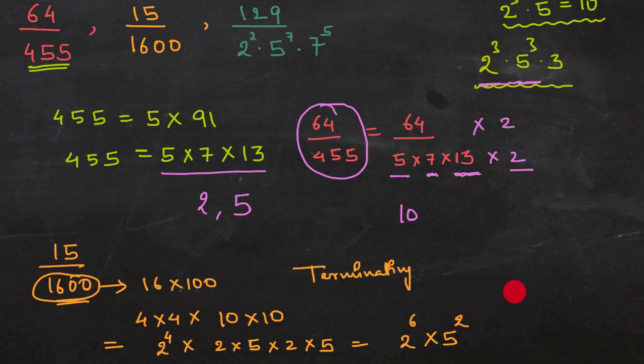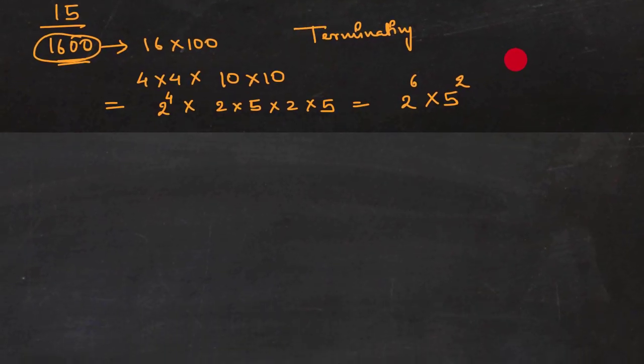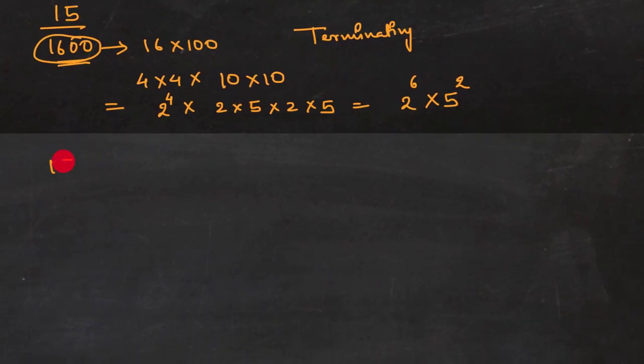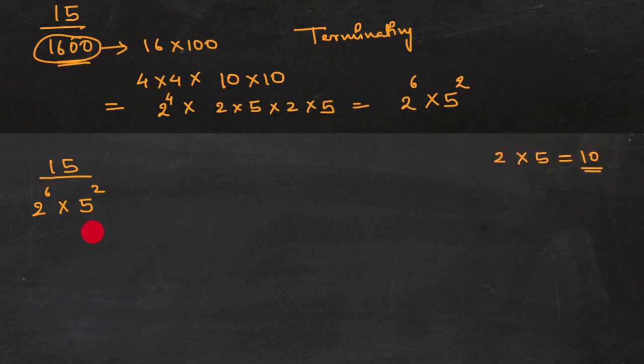And just to make this clear why, let me do a quick simplification. So 15 upon 1600, instead of 1600 we can write 2 to the power 6 times 5 square. Now we know that one 2 and one 5 would combine together and give me a 10. We already have two 5's which would combine with two 2's to give us 100. So we would be left with four 2's here.